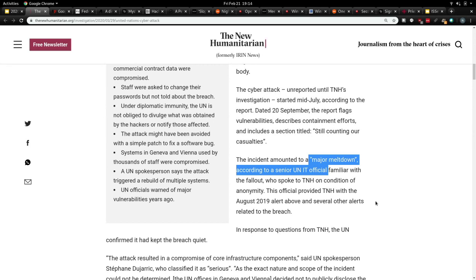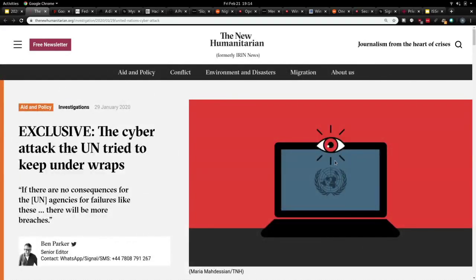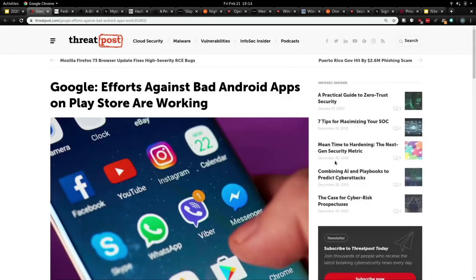Yeah. I mean, when your own IT people are saying it was a major meltdown. Yeah. The way they mitigated was they just shut down servers. They're like, oh, this got popped. Shut down. Yeah. So, not the most mature response. No. Oh, well. Not the best.